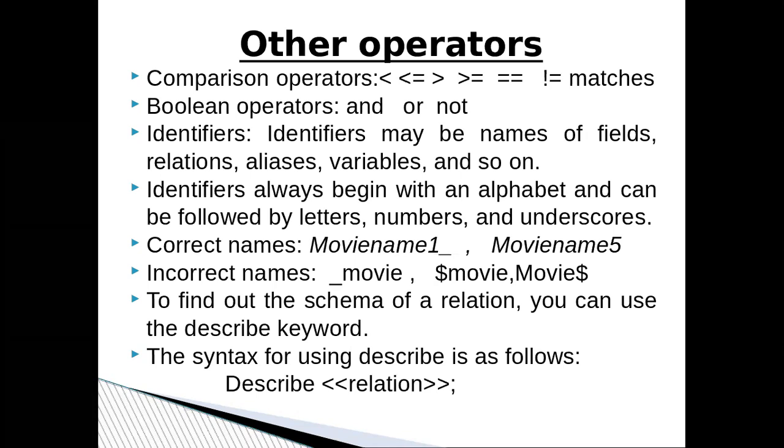And how you can define or create an identifier: the idea is to begin it with an alphabet, and it can only contain letters, numbers and underscores. So you cannot begin it with an underscore, remember. An identifier in Pig always begins with an alphabet and only contains letters, numbers and underscores. Some correct and incorrect examples are in front of you. Also, you'll be dealing with a lot of relations in Pig. Whatever you do in Pig Latin is in the shape of a relation, and the output of one relation is passed as an input to the next relation.